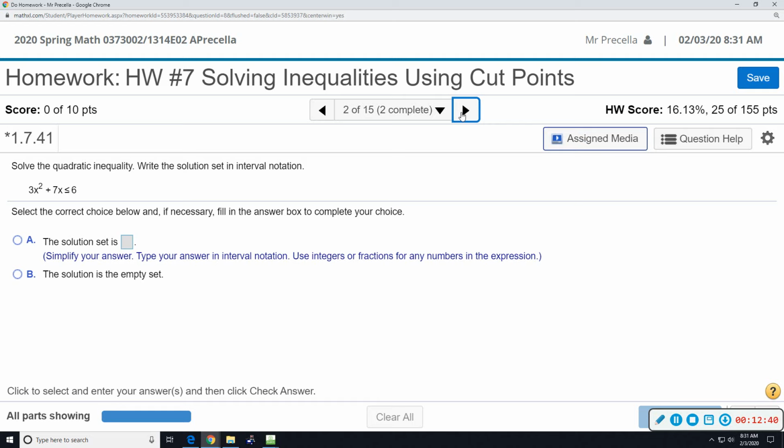Will there be any denominator cut points on number 2? Are we going to have any denominator cut points here? No, because there's no denominators. Okay. Did I see a hand go up? Are there any questions? Are you ready to try this one? Let me write it down. This is problem 2 on homework 7. 3x squared plus 7x is less than or equal to 6.